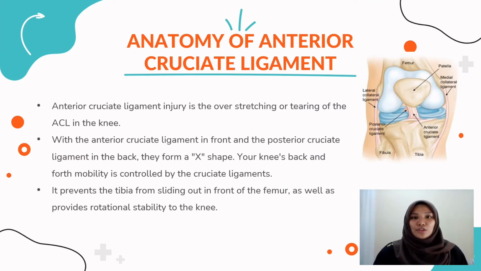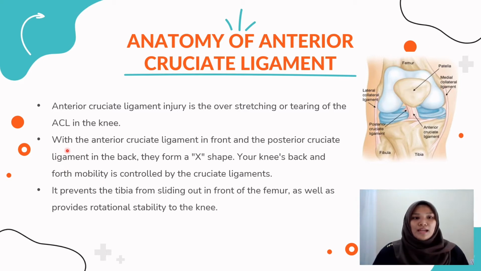So first one is the anatomy of the anterior cruciate ligament. Anterior cruciate ligament injury is the overstretching or tearing of the ACL in the knee. Bones are connected to other bones by ligaments. There are four primary ligaments in your knee: the lateral collateral ligament, posterior cruciate ligament, anterior cruciate ligament, and medial collateral ligament. They function as strong ropes holding the bones together and stabilizing your knee.